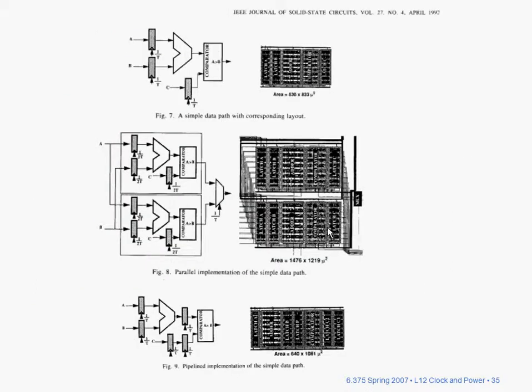And here's an example. I think it was pretty old. It came from '92, but it gave an example of what would happen in that case when people laid out the adder and comparator and then went to the parallel implementation and then went to the pipeline of a simple data path.